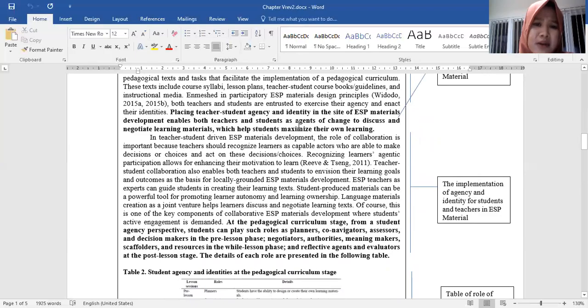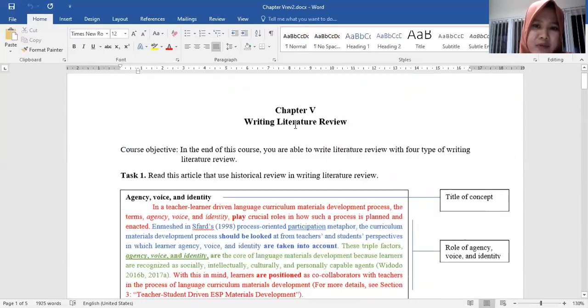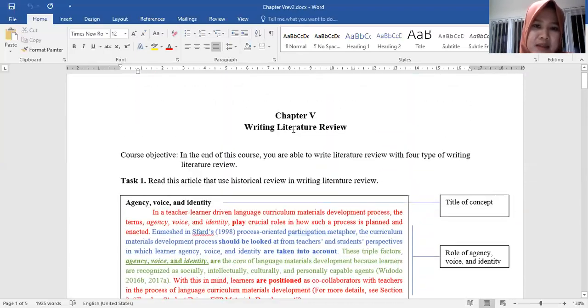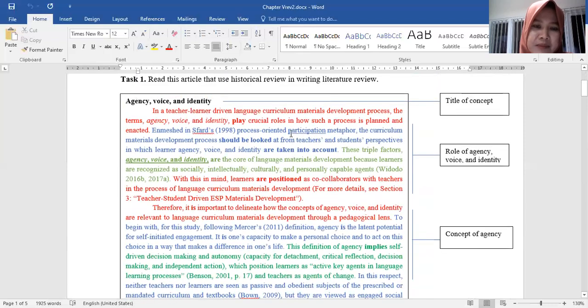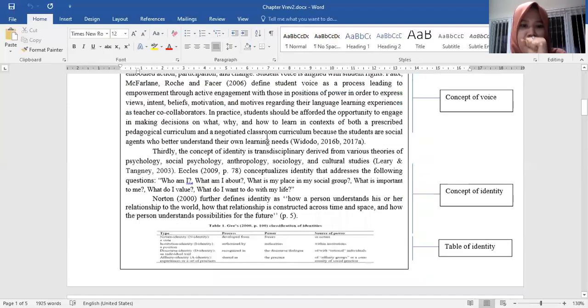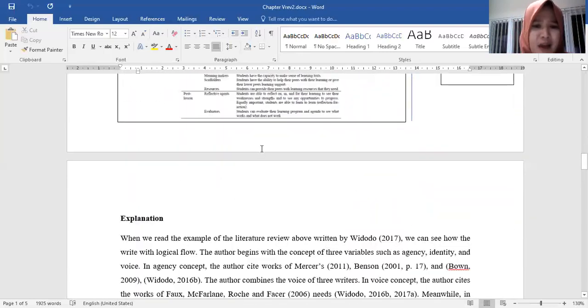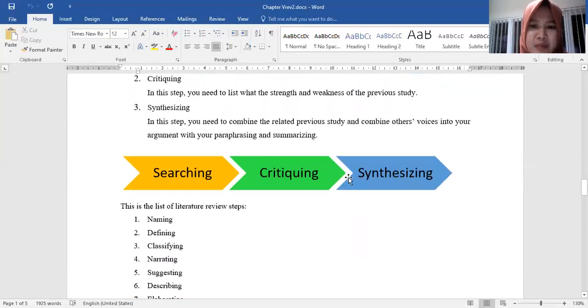I think it is clear for you that in writing a literature review, it is not just copying from the previous study and pasting it into your writing, but how you do these important steps: searching, critiquing, and synthesizing.